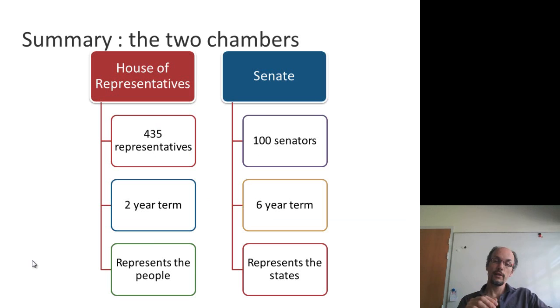If you want to sum up the differences, the House, 435 representatives, a large assembly. They are elected for 2 years and they represent the people. On the other hand, the Senate, a smaller assembly, 100 senators, 2 senators per state. They are elected for 6 years and a third of the Senate is renewed every 2 years, and the senators represent the state.